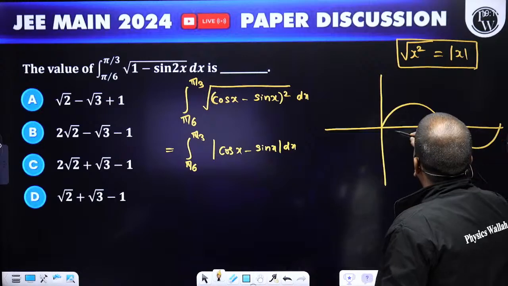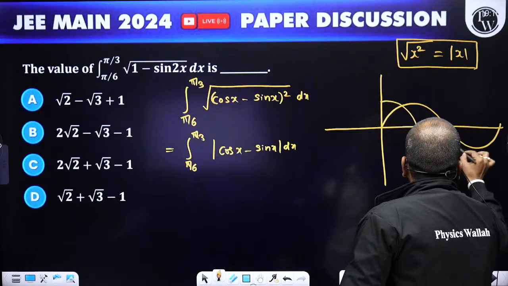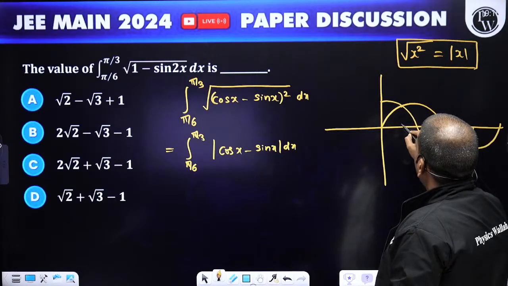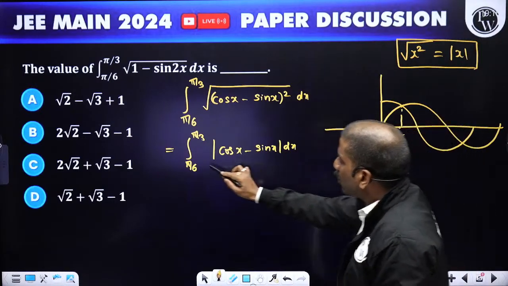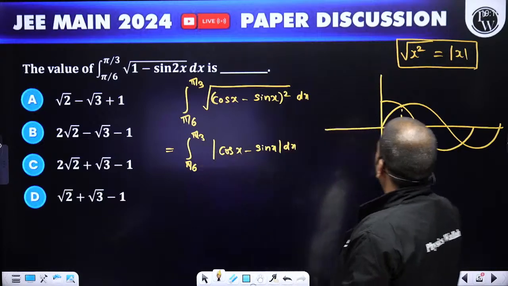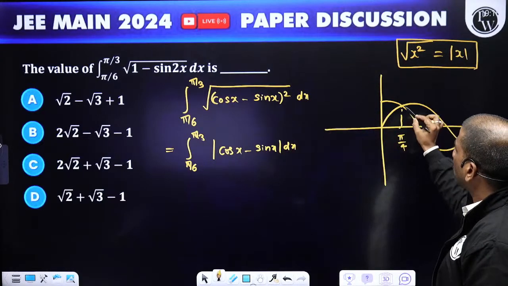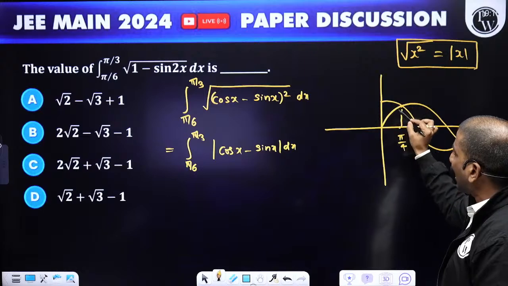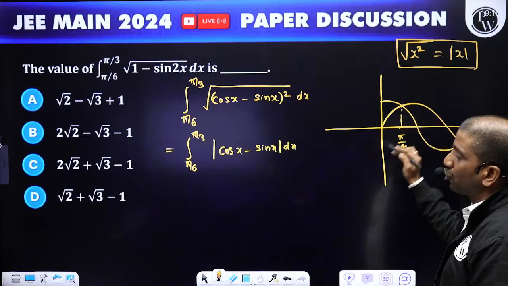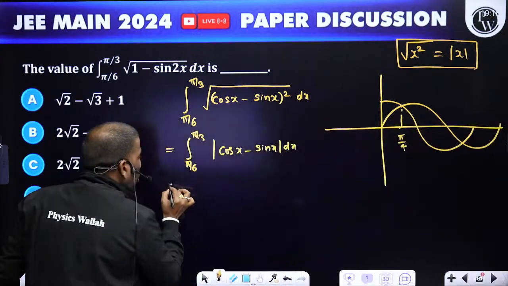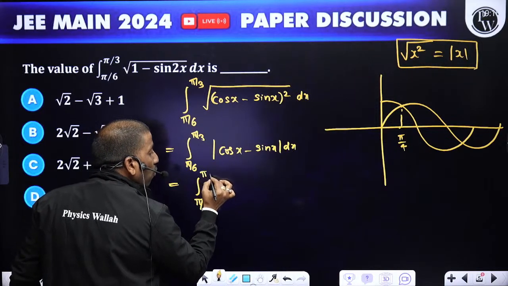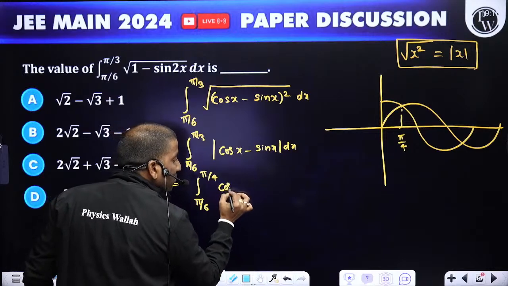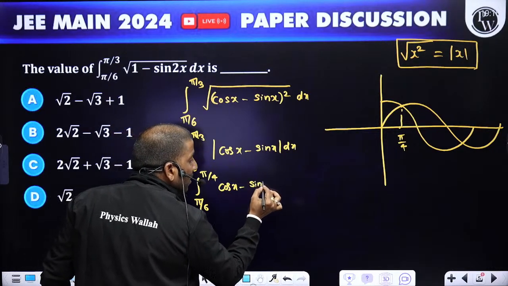This is the sin x graph and this is the cos x graph. Both are equal at pi by 4. Our lower limit is pi by 6, so before pi by 4, till pi by 4, cos x is greater. Afterwards sin x is greater. So when we remove the modulus, we will get two intervals. Pi by 6 to pi by 4, cos x is greater than sin x, so this is cos x minus sin x dx.